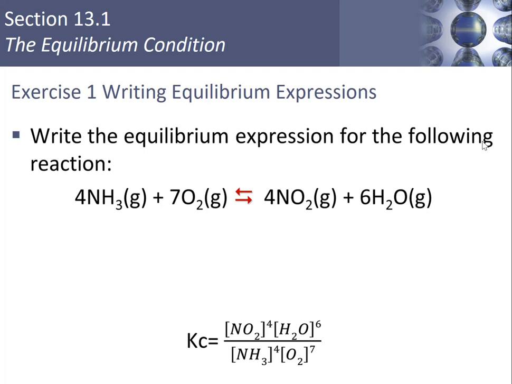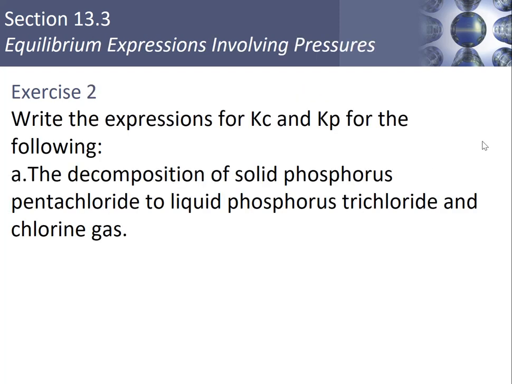Let's take a look at exercise 2 and write the Kc and Kp expressions for the decomposition of solid phosphorus pentachloride to liquid phosphorus trichloride and chlorine gas. So your first job is to convert that into a chemical equation, and then to write the Kc and the Kp expressions. As you probably are realizing, this will be the first step in all our problems. So we want to make sure we are very comfortable writing these quickly and easily.